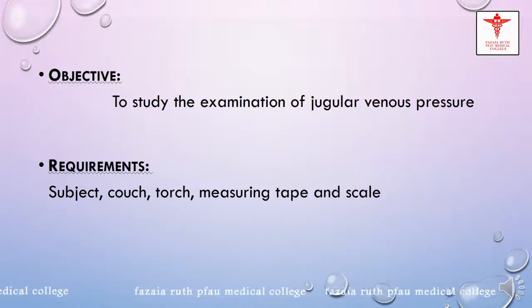Today we will be discussing the examination of jugular venous pulse or JVP. For that we will be needing a subject, a couch, a torch, measuring tape and a scale.